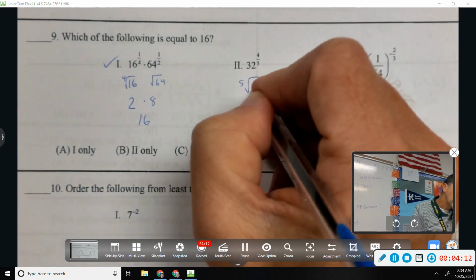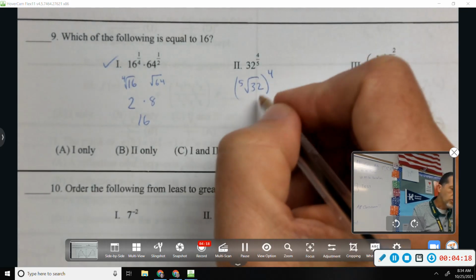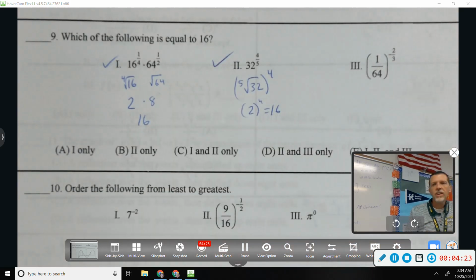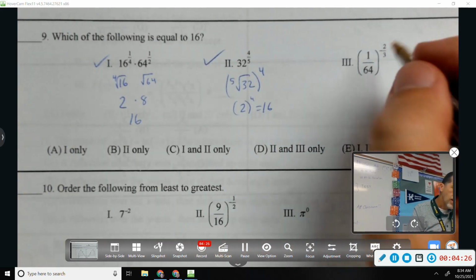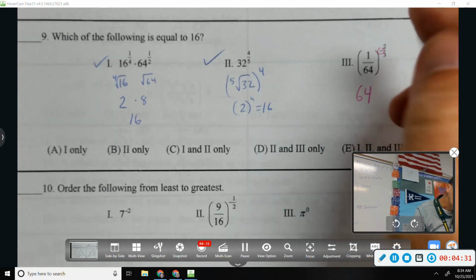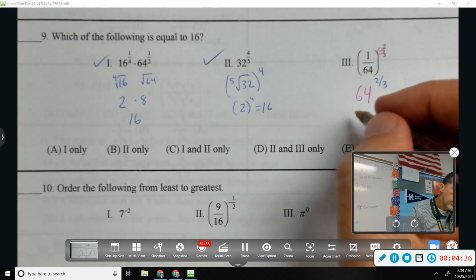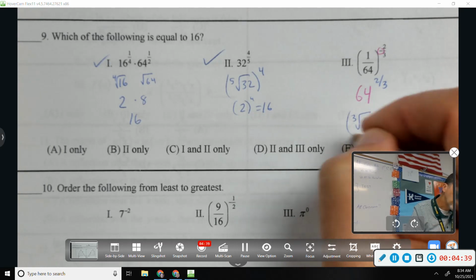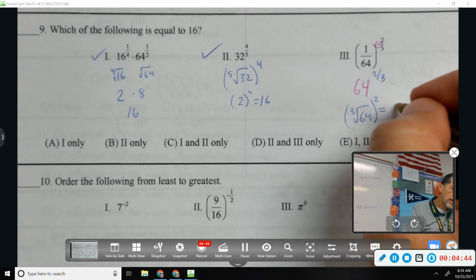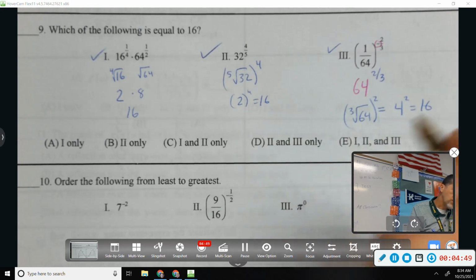The 5th root of 32 to the 4th. The 5th root of 32 is 2. 2 to the 4th is 16, so we're good there. The negative I'm going to use to flip the fraction and make it 64 to the 2/3. And so that's the cube root of 64 squared. So the cube root of 64 is 4, and 4 squared is 16. So it's all of them.